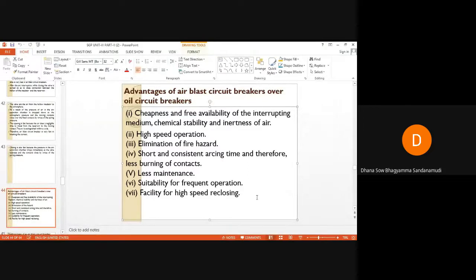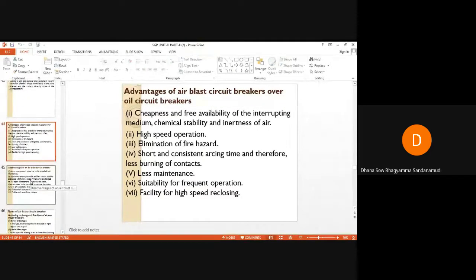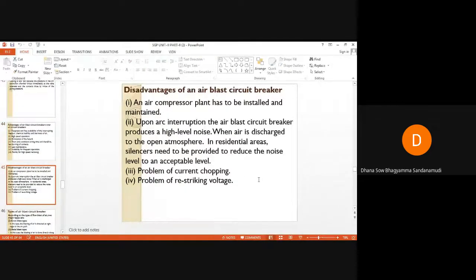In oil circuit breakers, you have to replace the oil, so immediately you can't use it again and again. Frequent operations can be performed by this air blast circuit breaker. Facility for high speed reclosing is possible. These are the advantages of air blast circuit breaker over oil circuit breaker.